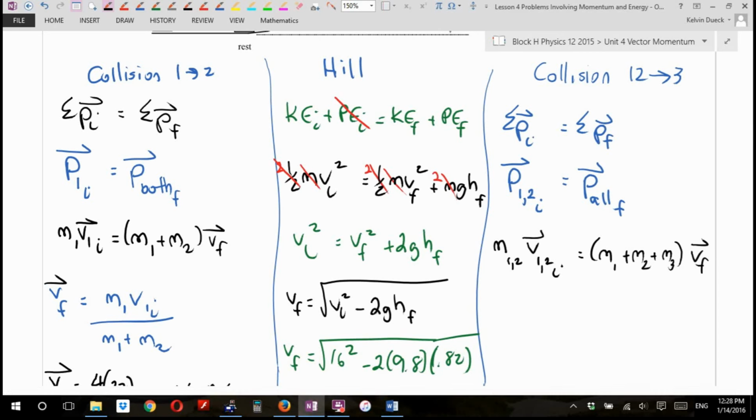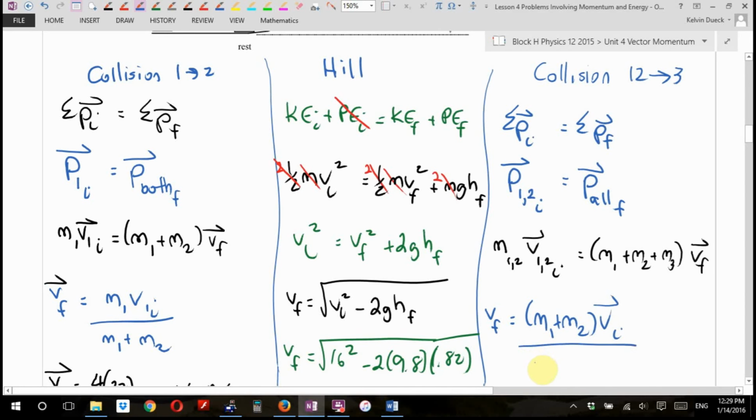And we can get the VF by itself, right? VF is going to be M1 plus M2 times V initial, all over... You know what? I like Manny's suggestion. I'm just going to write M all. That's less writing than M1 plus M2 plus M3.